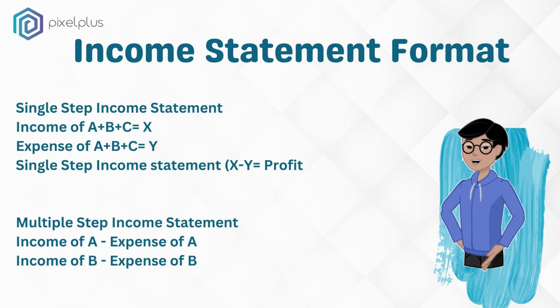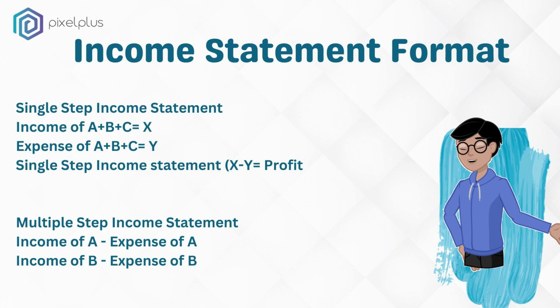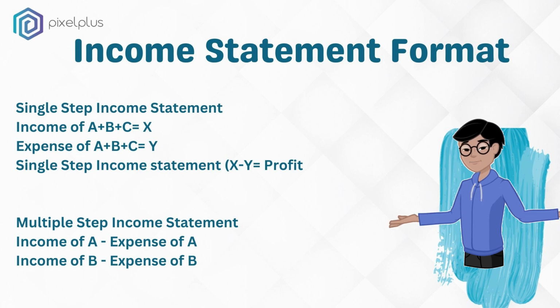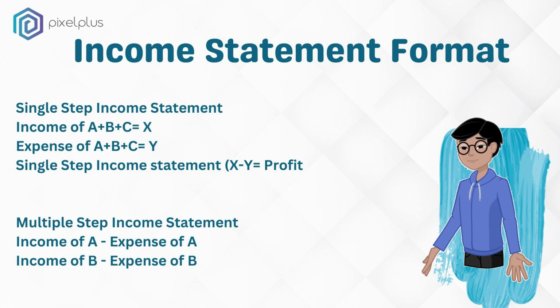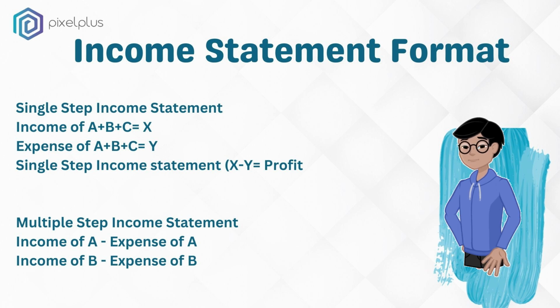So for example, the income of A plus B plus C is equal to X, and the expenses of A plus B plus C is equal to Y. So what they will do, they will just deduct Y from X and they will get the profit. This is what the single step income statement is.